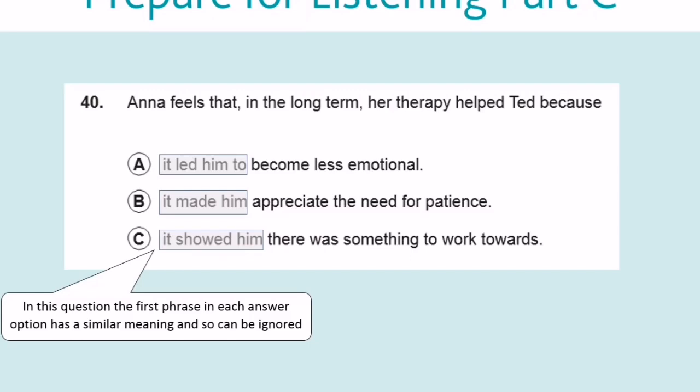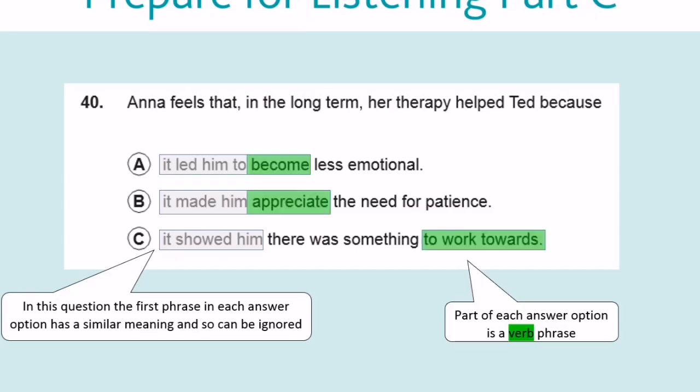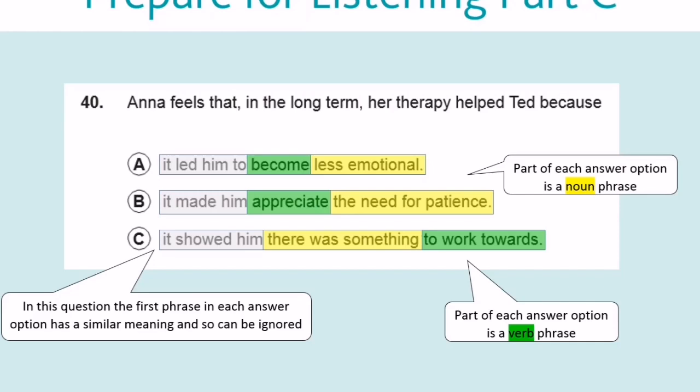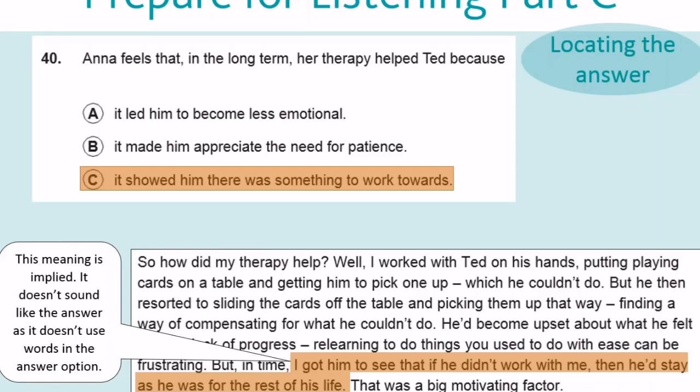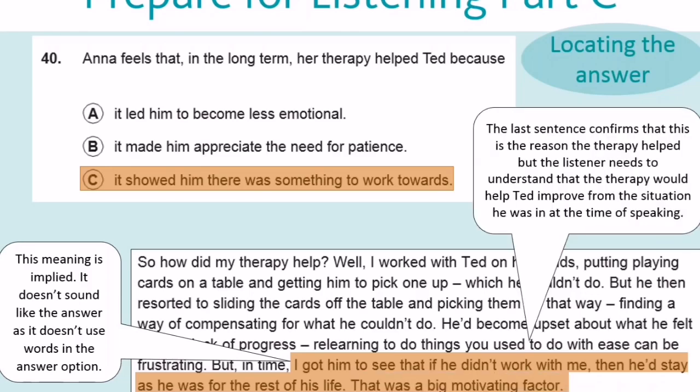Similarly, the different phrases in the question identify the differences between each option and will give you valuable clues about what you will hear and need to focus on. It is quite likely that the meaning of the answer option that is correct may be inferred or implied rather than directly provided. This means you need to not only listen to the individual words, but understand the meaning provided by them in combination, as in this example. The implication here is that working with Anna meant Ted didn't have to stay the way he was, and this is backed up by the final sentence.